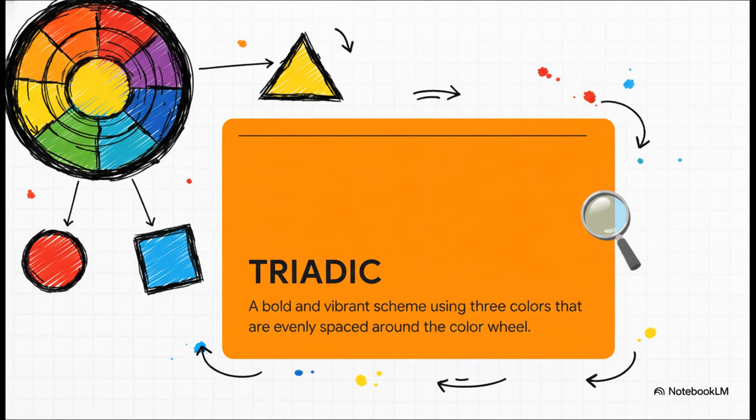Okay, for a scheme that's got energy but also feels balanced, you've got the triadic. This one uses 3 colors that are evenly spaced on the wheel, so they form a perfect triangle. It gives you some really nice, strong contrast, but it still feels balanced and rich. It's dynamic, but it's not totally chaotic.